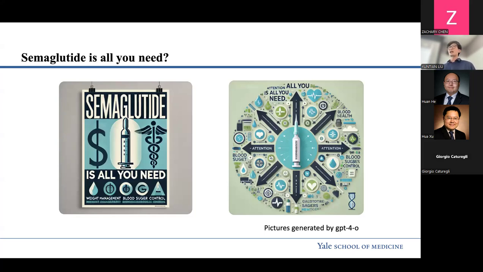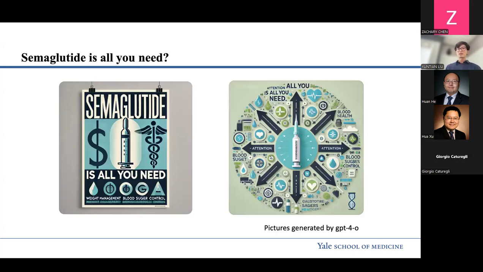So I used ChatGPT to create these two figures. On the left-hand side, I just used the prompt, create an image about semaglutide is all you need. It actually gives a good comprehension of the issue. It understands it in twofold: on the left is the money, the healthcare expense, and on the right is the medicine, the clinical outcome.